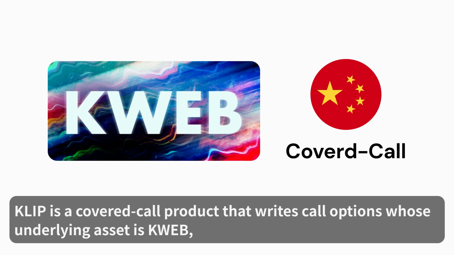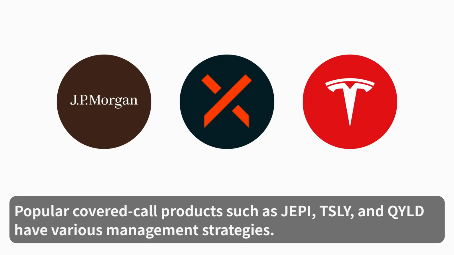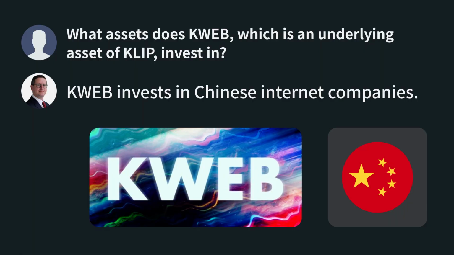KLIP is a covered call product that writes call options whose underlying asset is Kwab, which invests in Chinese internet companies. Popular covered call products such as JAPI, TASLI, and QILD have various management strategies, so you must be careful when investing in them and understand the risk of each product. What assets does Kwab, which is the underlying asset of KLIP, invest in? Kwab invests in Chinese internet companies.